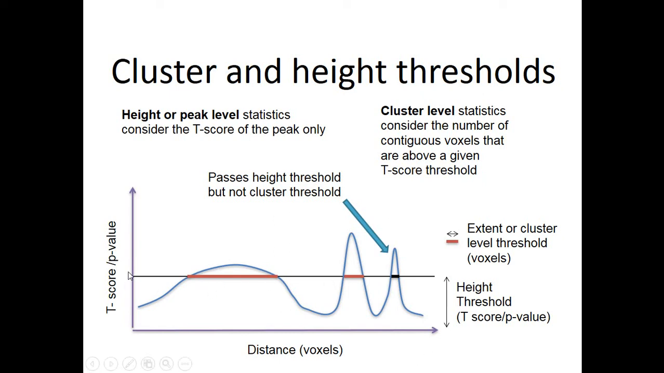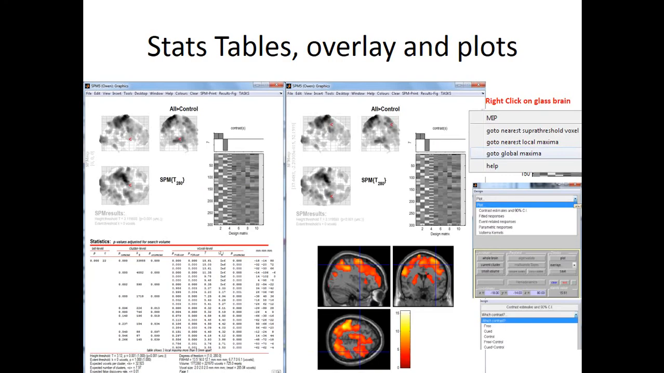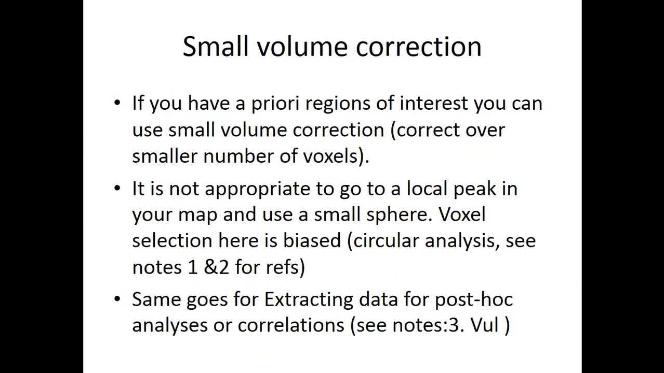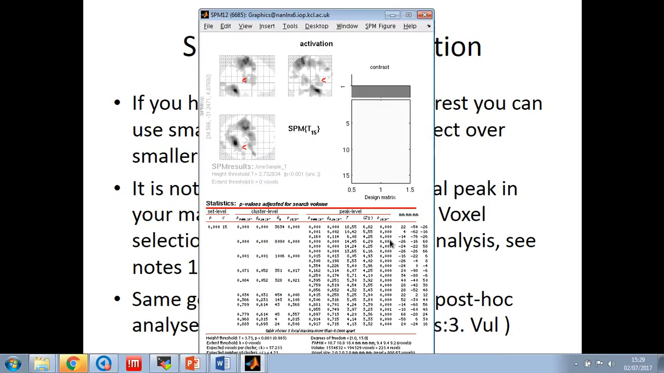So in cluster level correction, set level correction, we pick an arbitrary threshold and then we calculate whether the spatial extent or the number of clusters would be likely to happen by chance, and we adjust the map accordingly. For peak level, we keep raising the floor until we're at a level where there's only a 5% chance of anything being on the map, and therefore only a 5% chance of a false positive. Okay, we've covered that.